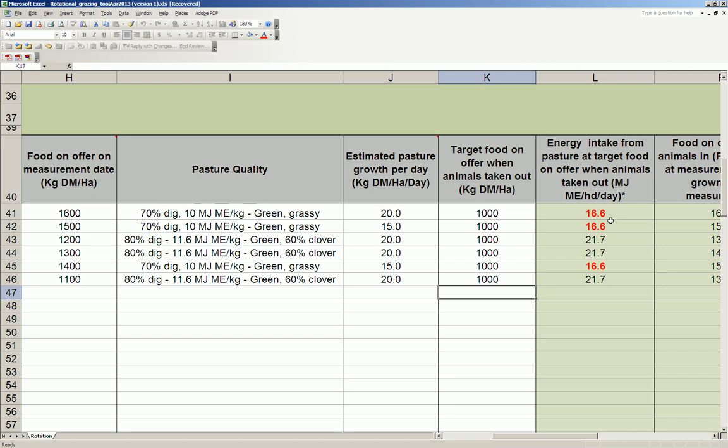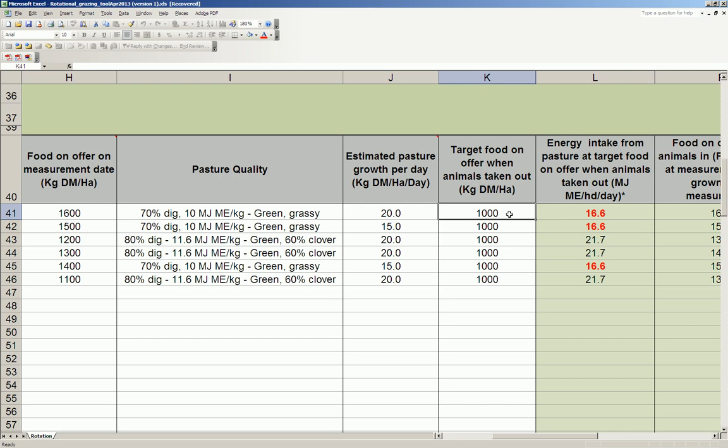Okay, now you can see over here that the energy intake from the pasture at the target food, in some cases where it's red, it's not actually meeting my animal requirements. And the reason for that is because I've got 70% digestibility over here for these pastures versus 80% for the ones that have gone black.